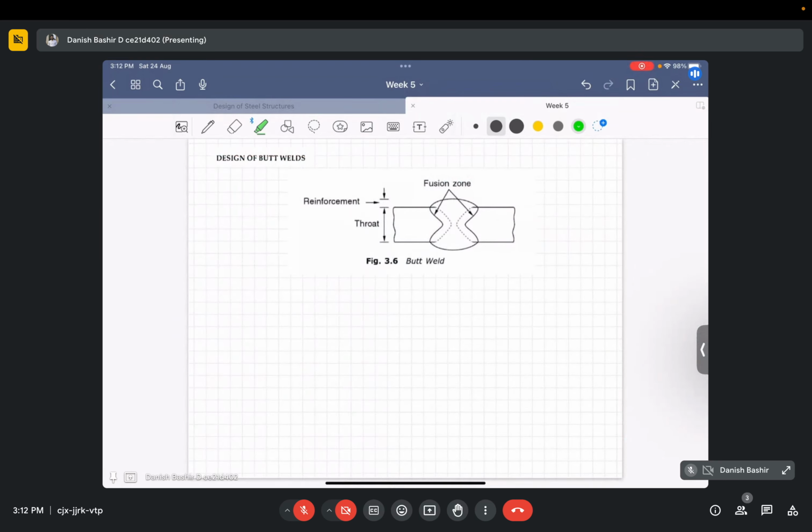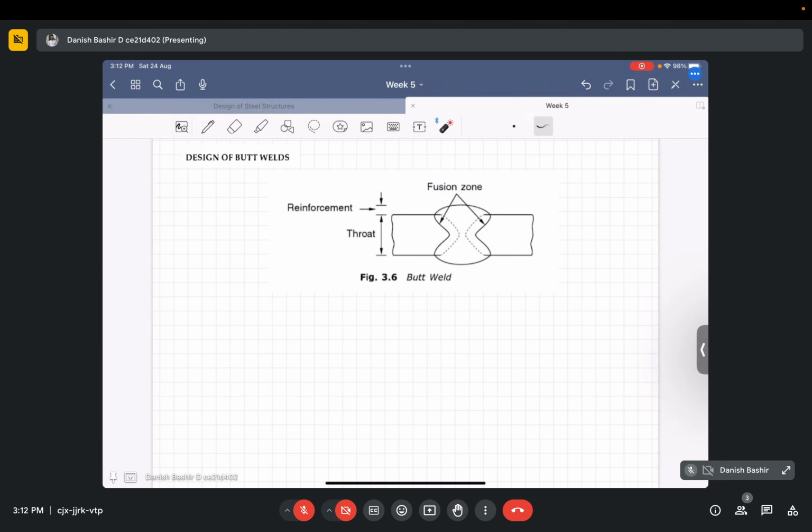Before I begin the design of the butt welds, there are some technical terms that we need to discuss before going into the design. For example, what do we mean by fusion zone? What do we mean by reinforcement? What do we mean by a throat?